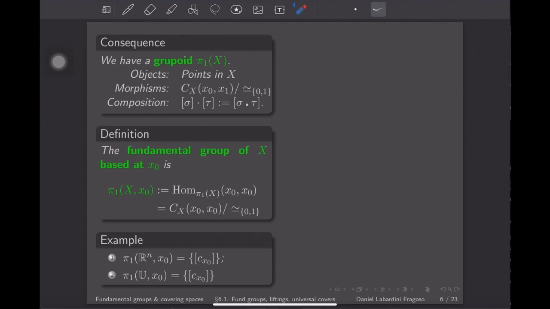A groupoid is a category where every morphism is invertible, which is not the same as saying that every 2 objects are isomorphic. That is not the same. Simply because it could be that every morphism is invertible, but there could be 2 objects between which there is no morphism.